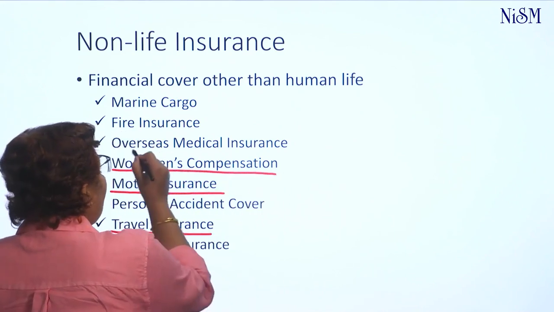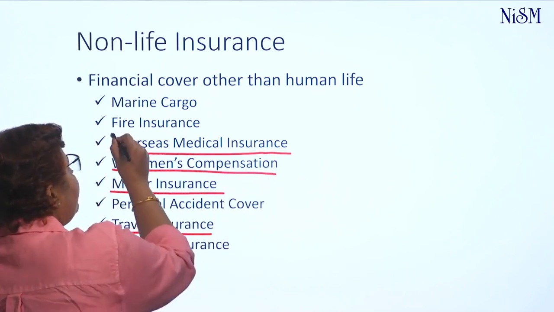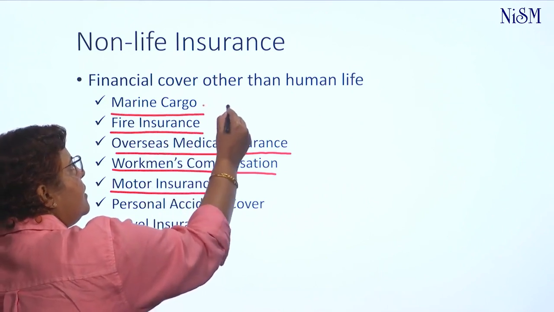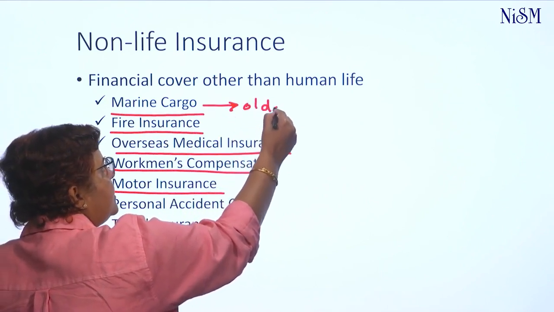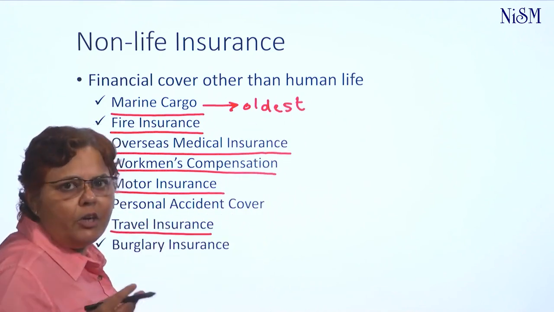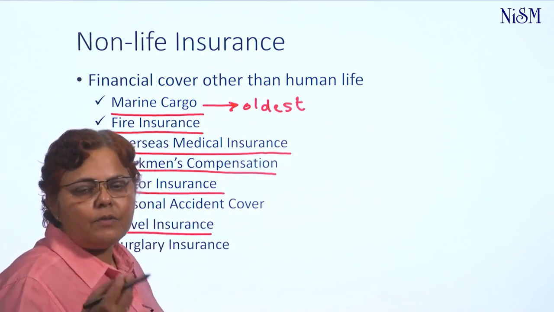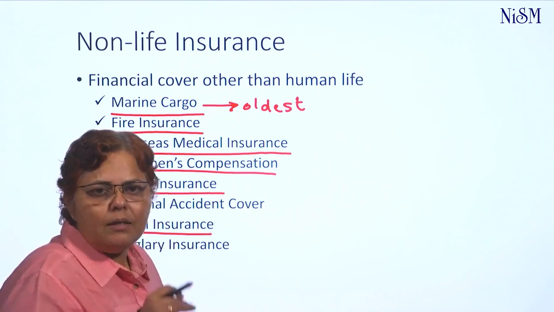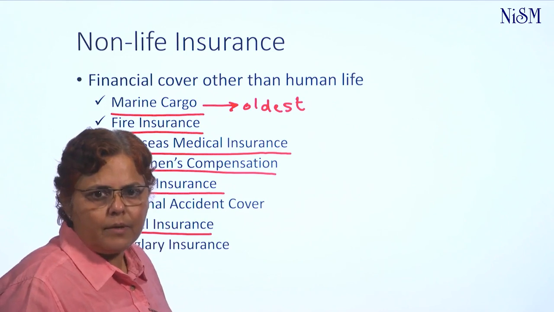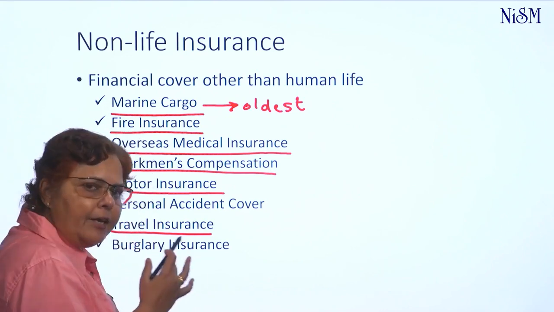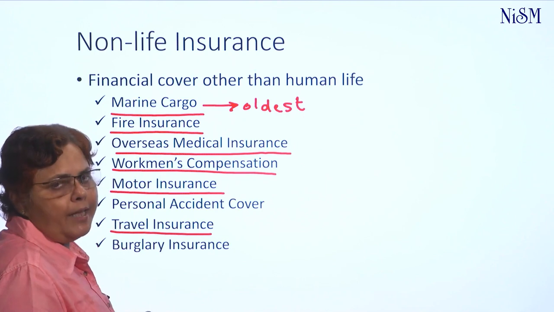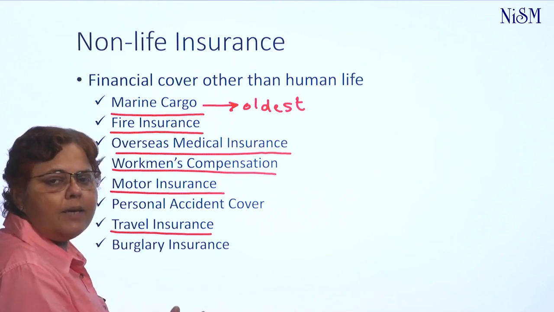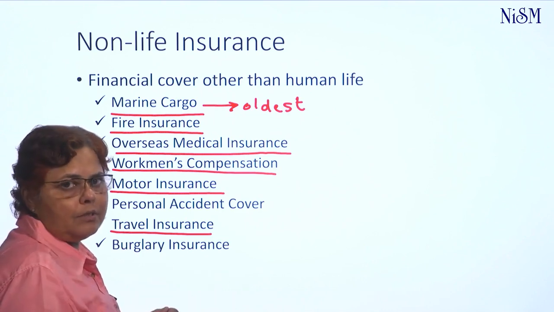Workman's compensation, overseas medical insurance, fire insurance. Now, marine insurance is the oldest of all. This is the place where it all started. The concept of insurance actually started because of marine insurance. At the end of this session, let us take a case study which is quite close to marine insurance. There is a slight difference between life insurance and non-life insurance. Obviously, there is no loss of life here, and that is why it is called non-life insurance.